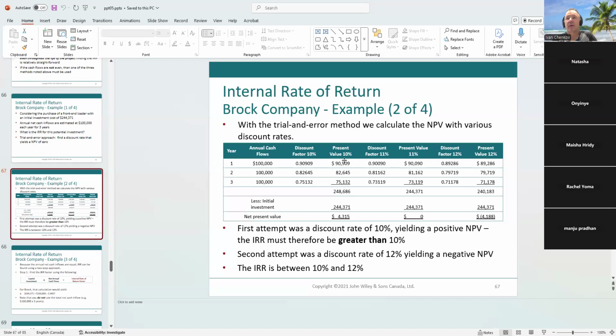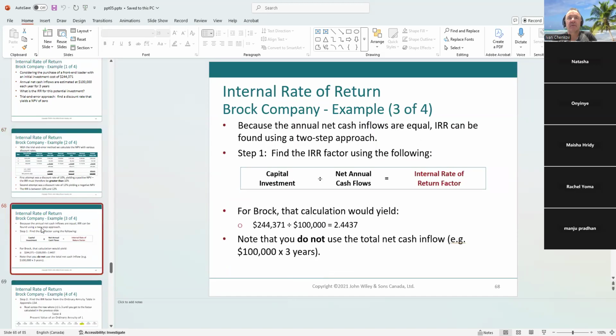Okay, let's keep going here. That's one method to calculate the rate, by using that trial and error method. Then you can go with the capital investment. Then you're going to find the internal rate of return by the formula: initial investment divided by the annual cash flow, and that will be the internal rate of return.